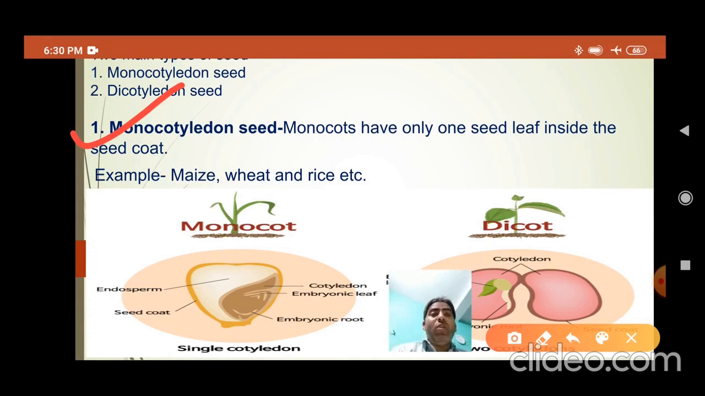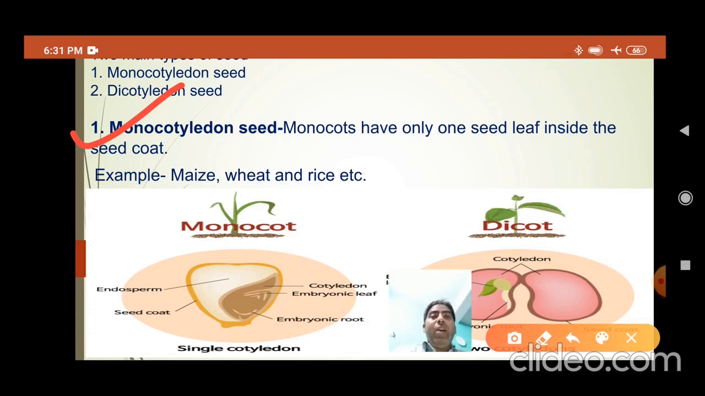What is a monocot? Monocots have one seed leaf inside the seed coat. What are the examples? Maize, wheat, rice, and when you see inside the seed you will see one seed leaf. That is called a monocotyledon seed.